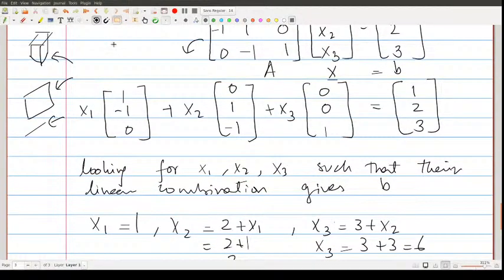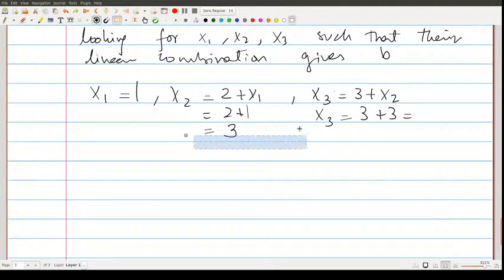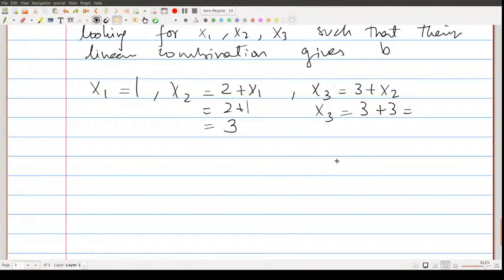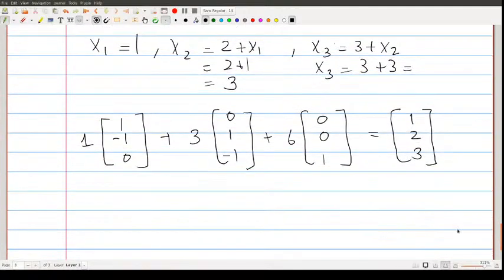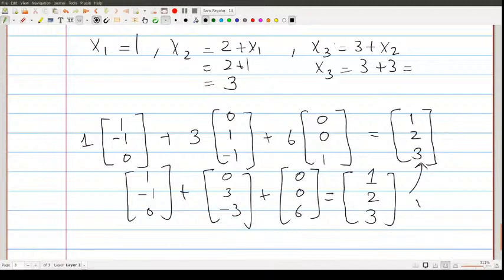And now I can plug in these values. I have this solution that I have. Let's take the linear combination. Let's copy this and paste it here. Okay. So I have these three vectors over here. I know that I can take x1 as 1. So this is just 1 times the first column, 3 times the second column, and 6 times the third column. And let's see what we get. So 1 times the first column is just (1, -1, 0), plus 3 times the second column is (0, 3, -3), plus 6 times the third column is (0, 0, 6), right? And now I add them together by adding their components together. So 1 plus 0 plus 0 is 1, -1 plus 3 is 2, and -3 plus 6 is 3. And I see that I have indeed found the right linear combination.